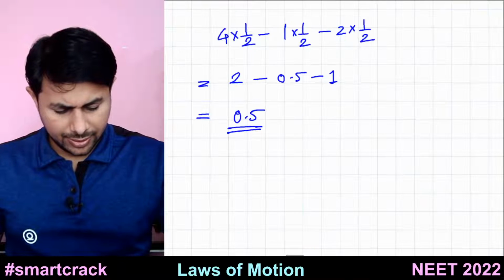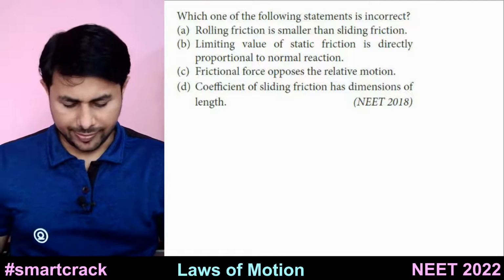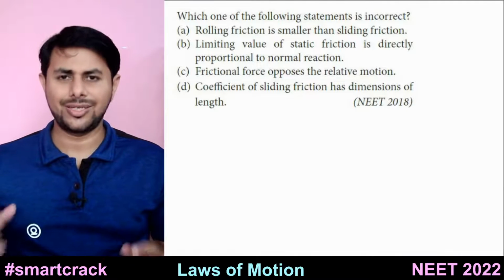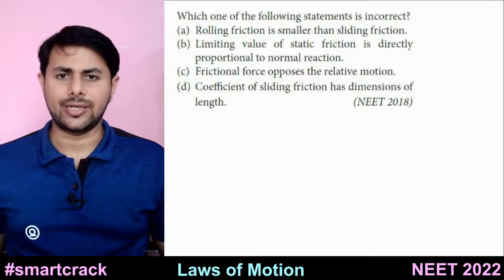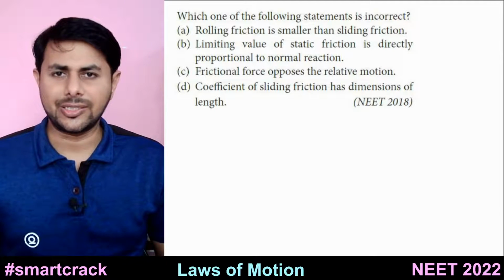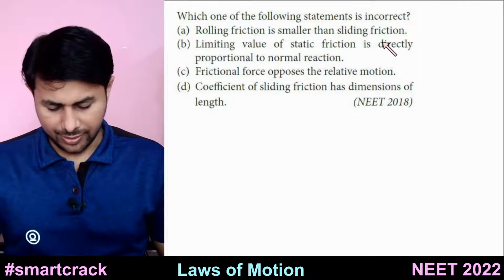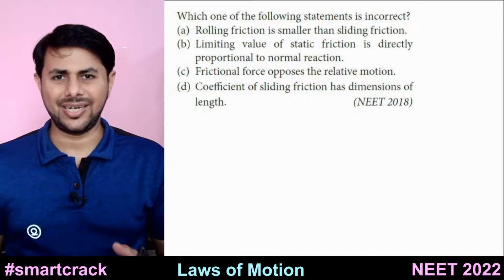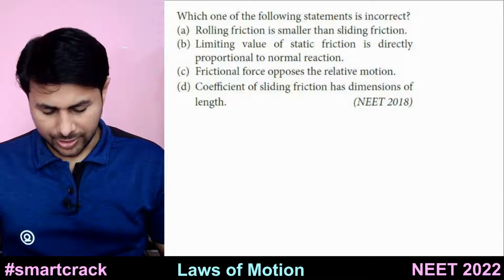All right, so it was simple. Let's move on to the next problem. The previous problem was just calculations. Which one of the following statements is incorrect? So let's read the statements carefully. Rolling friction is smaller than sliding friction. Rolling motion has the least amount of friction. Okay, so the first one is correct.